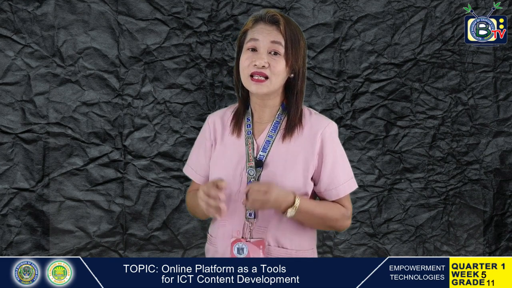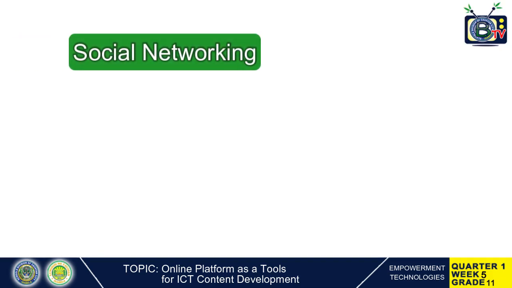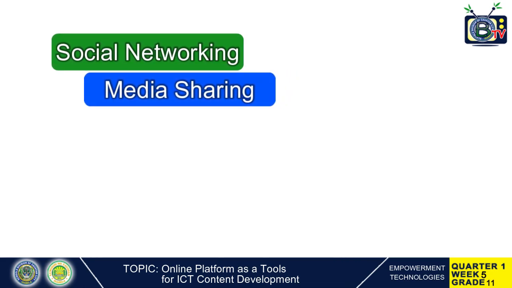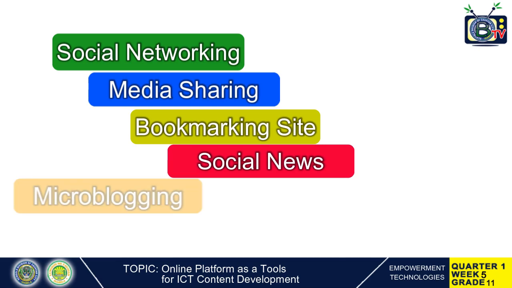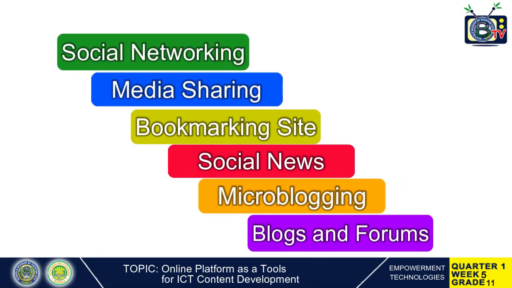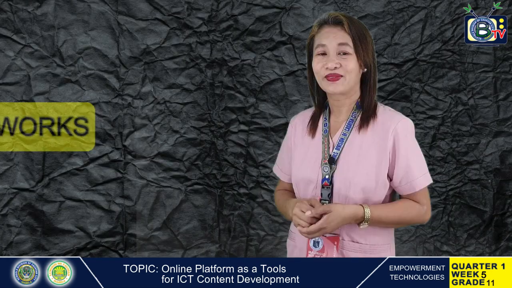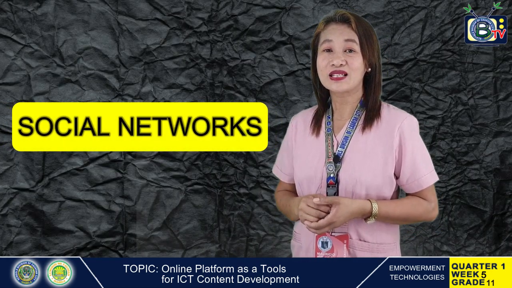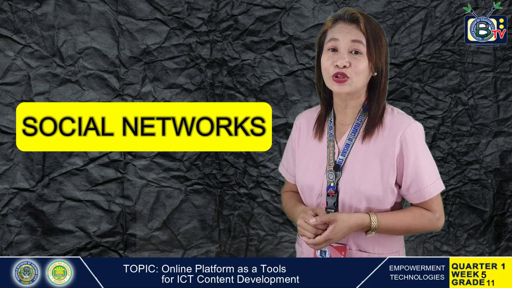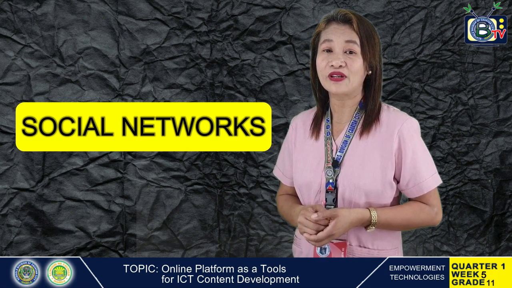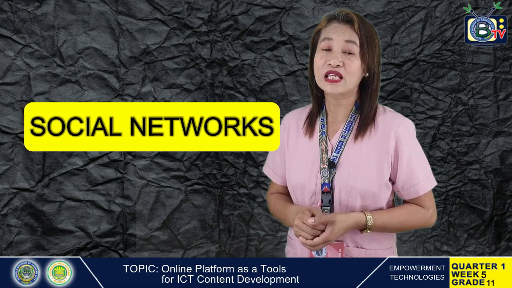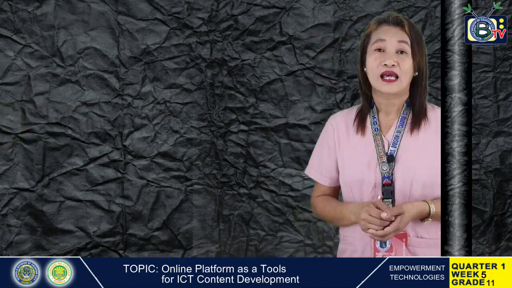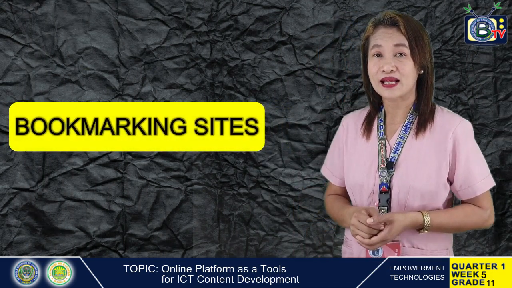And there are 6 types of social media platform: the social networking, the media sharing, bookmarking sites, social news, microblogging, and blogs and forums. The social networks are websites that allow the user to connect with other people having the same interest or background. Examples are Facebook and MySpace. Next is bookmarking sites.